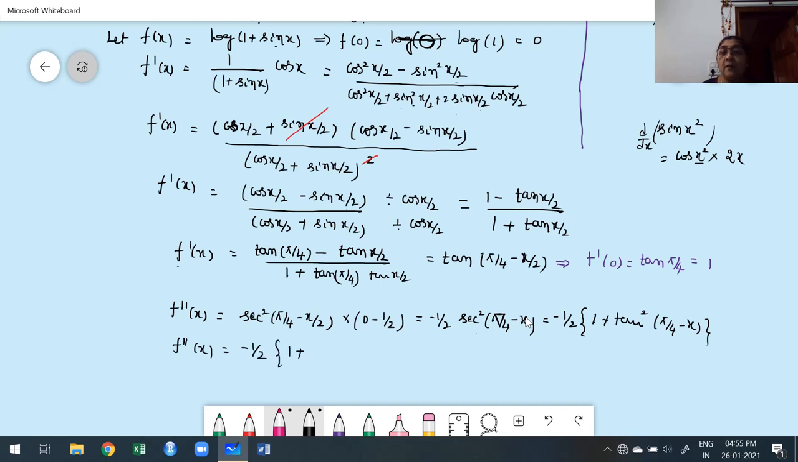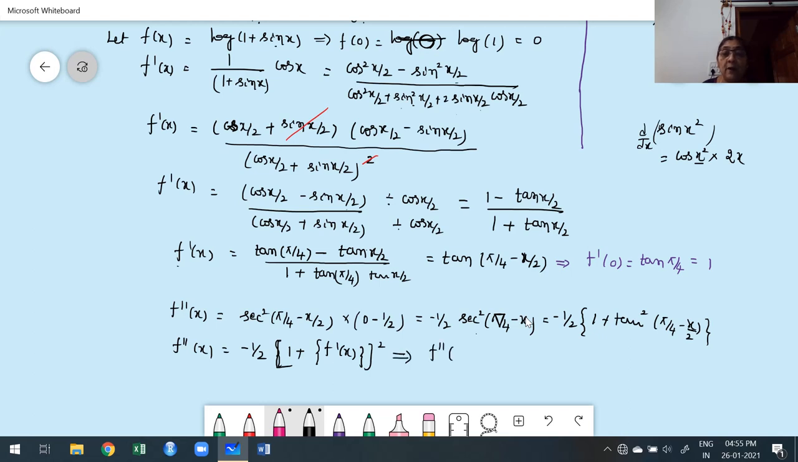What is tan of pi by 4 minus x by 2? It is nothing but f dash of x. If we want to put a square bracket outside, we get f dash of x whole square. Observe, this is one of the important problems. That's why I'm going to do it on the board.